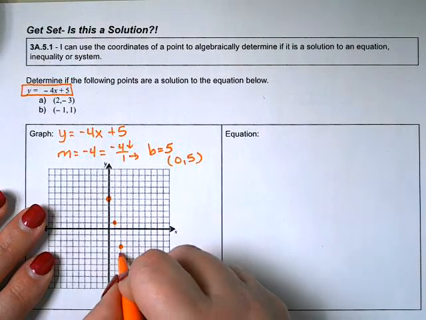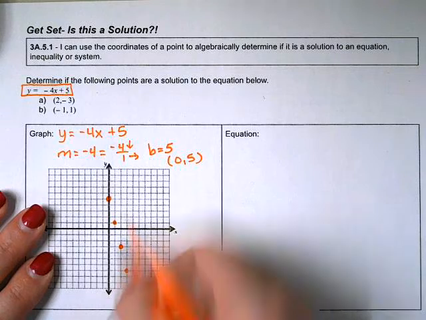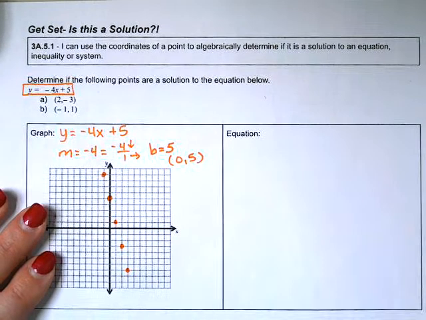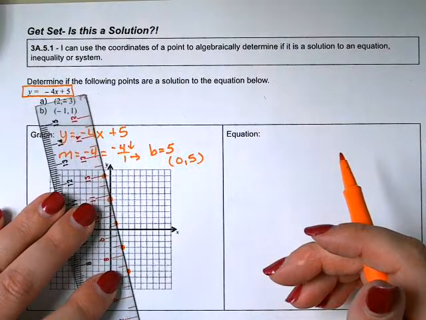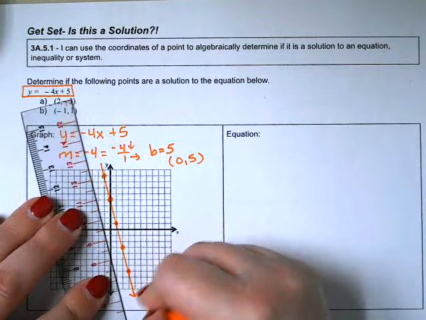And go ahead and fill in as many as you can, so that we can get a good clear picture of our line. And then use the ruler to draw the line all the way through. And make sure you put arrows.